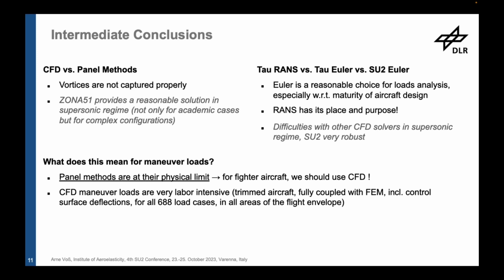So why don't we do it right from the beginning? Well, the answer is pretty simple. It's numerically expensive and it's also labor intensive, because what we need for maneuver loads is not just calculating a CL over alpha curve, but we need the fully trimmed aircraft coupled with an FE model, including all the control surface deflections, and not just for a few selected operational points in the envelope, but covering the whole flight envelope. And in this case, it makes many, many load cases.